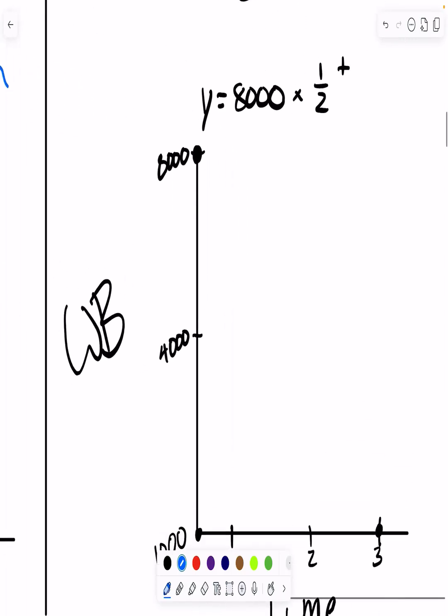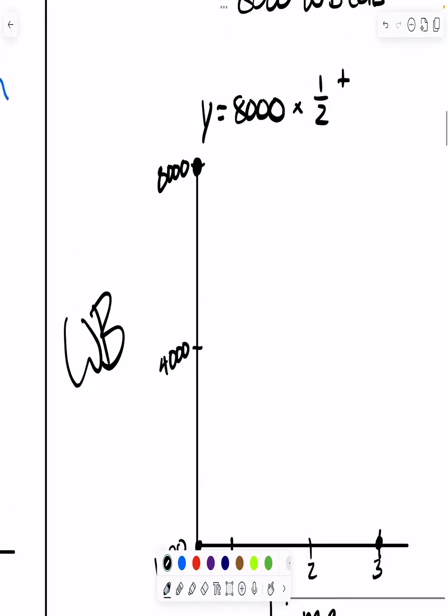Now what about this patient? This patient starts off with 8,000 white blood cells, and it seems to be the case that their white blood cells are being chopped in half over time. So let's figure out why this is the case. After 1 hour has passed, 1/2 to the power of 1 is 1/2 times 8,000. 8,000 divided by 2 is 4,000.